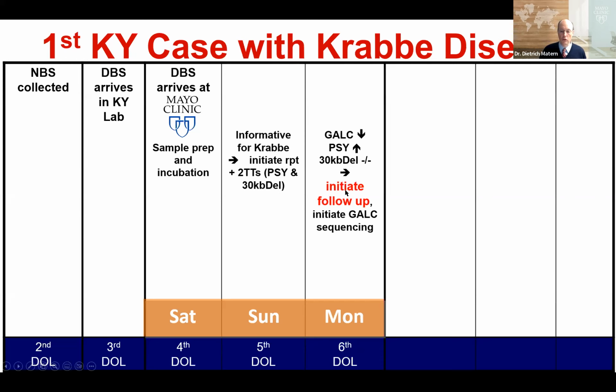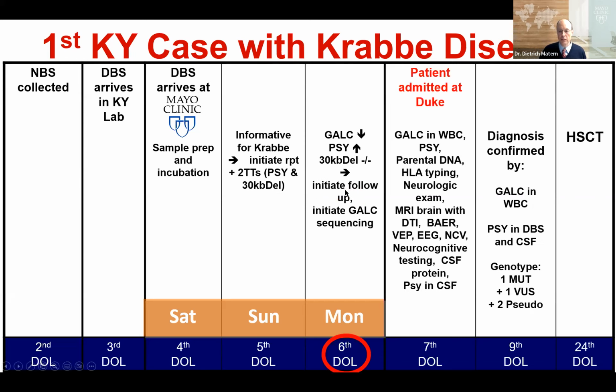And the baby on Tuesday, the 7th day of life, arrived at Duke in Dr. Kurtzberg's bone marrow transplant unit, where she then confirmed the diagnosis by collecting new specimens. Also, after talking at length with the family about the options, she started the preparation for a transplant, which of course can be stopped at any moment until it actually happens. So the parents have some time to think about all of the things that just hit them.